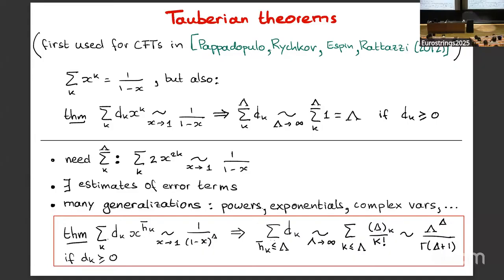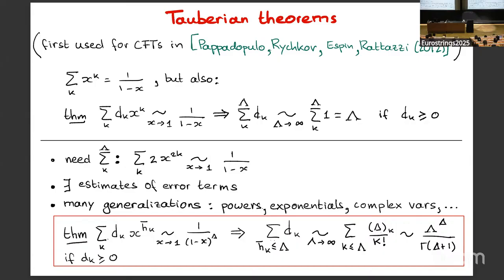It's important that you cannot say that the individual coefficients asymptote to 1. Here's a very simple counterexample: 2 times x to the 2k. The coefficients are 2, 0, 2, 0, 2, 0. On average, that is 1. And you can also check, if you're very bored, you can work it out in your head, but as x goes to 1, this also goes like 1 over 1 minus x.